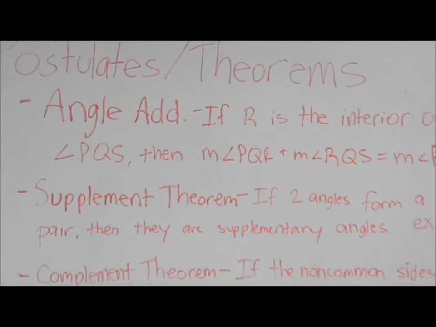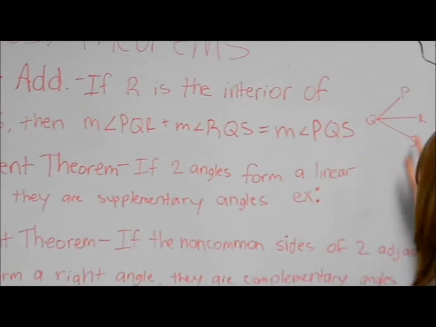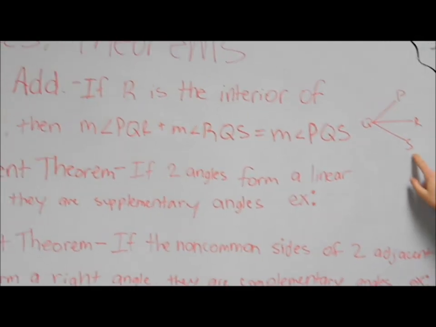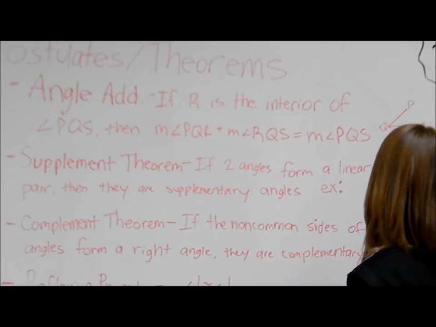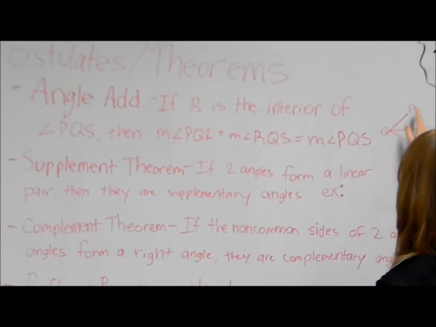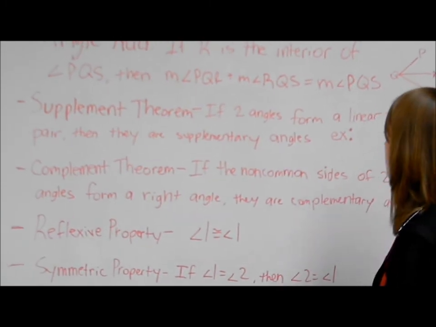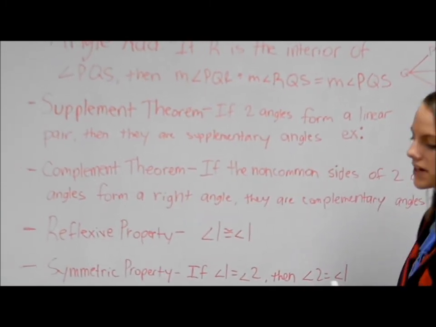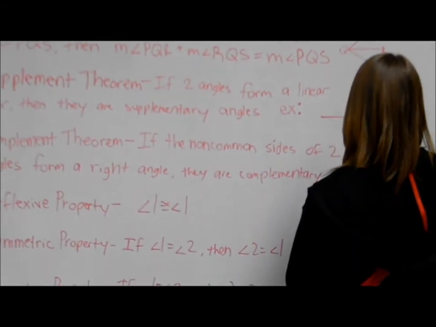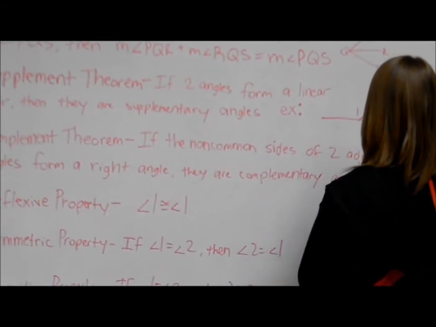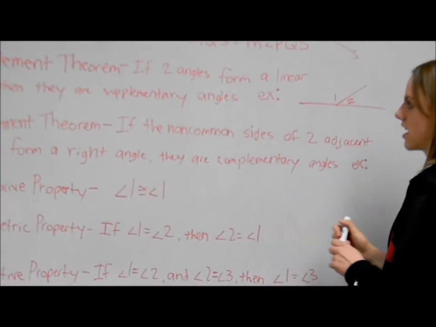Okay, the angle addition postulate says if R is the interior of angle PQS, then the measure of angle PQR plus measure of angle RQS equals PQS. The supplement theorem says if two angles form a linear pair, then they are supplementary angles. An example of that would be if you have angle 1 here and angle 2 here, angle 1 plus angle 2 equals 180 degrees.